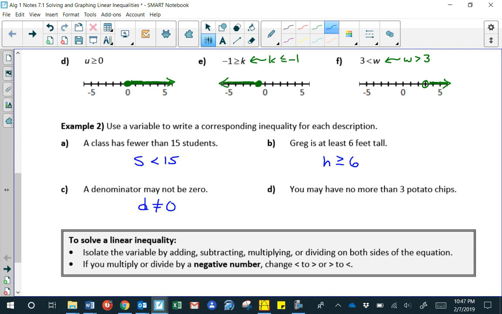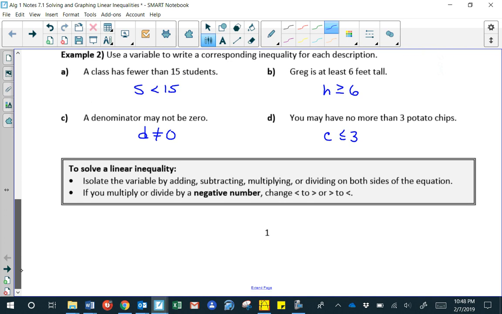You may have no more than 3 potato chips. I'll use the letter C to stand for the number of potato chips. And if you may have no more than 3 potato chips, you may have less than 3 potato chips or you may have exactly 3 potato chips. So the number of chips is less than or equal to 3.